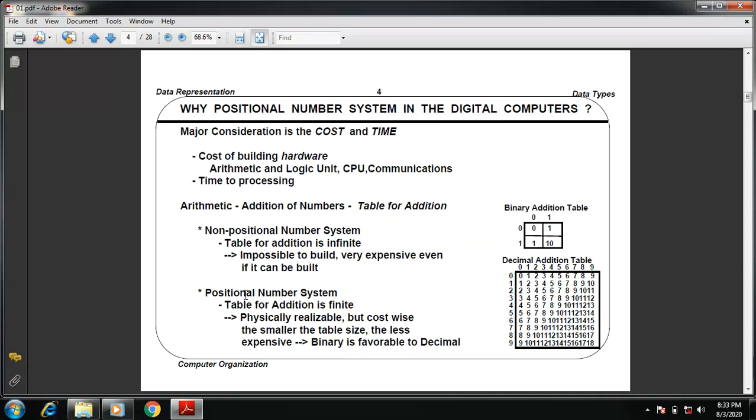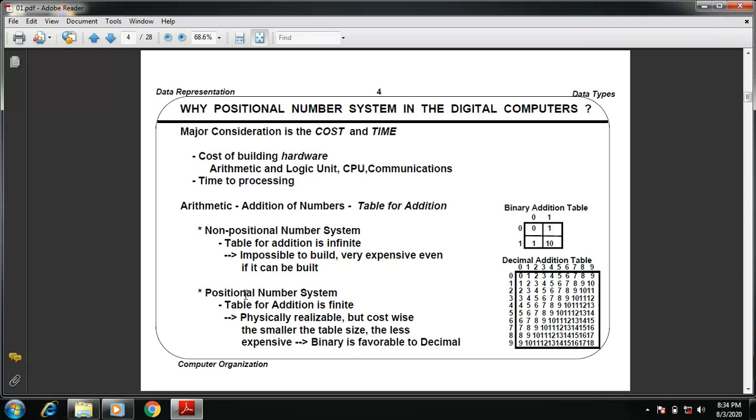Okay, go to the next slide for the positional number system in digital computers. Why do we use positional number systems for digital computers? The major consideration is cost and time. That's why in any digital computer we support the positional number system.